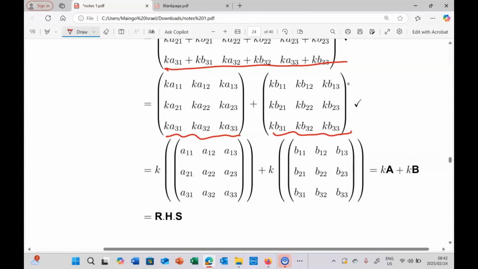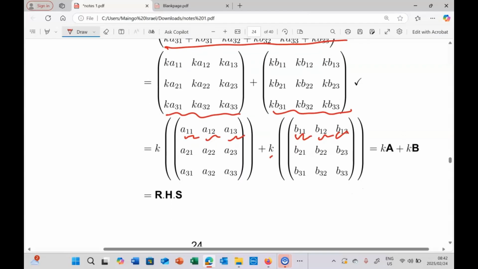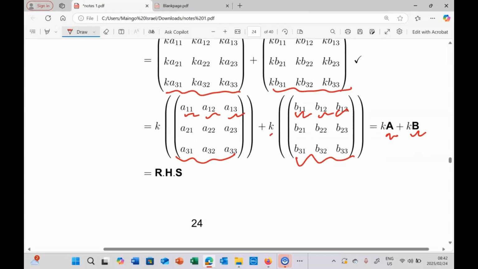So now we can take out k as a common factor. So we have k outside, and we take out k, we're left with a11, a12, a13 like that. Also here, if you take out k, you're left with b11, b12, b13 like that. So what is this guy? This guy is just a matrix A. What is this guy? It's just a matrix B. So we're talking about kA plus kB, and this is just the right hand side.